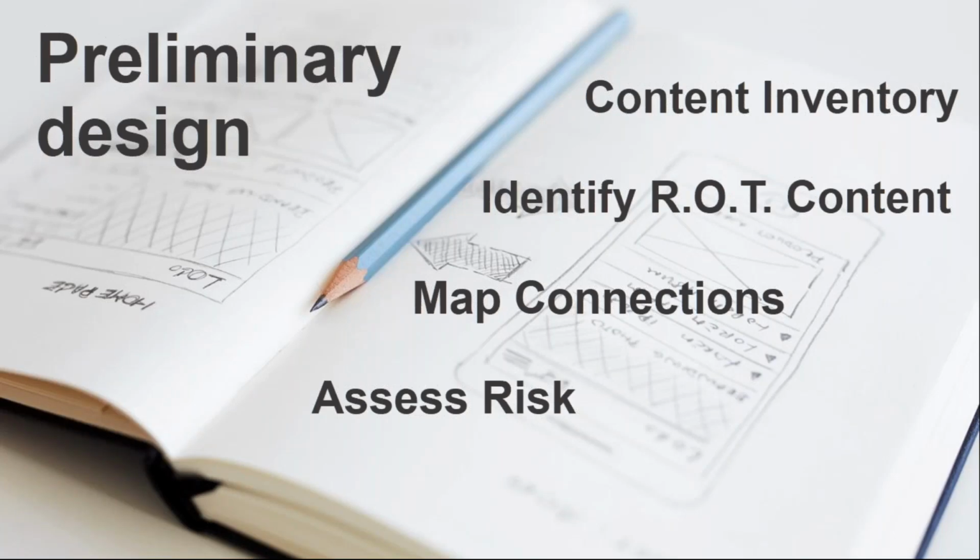So our initial approach is to establish a preliminary design. We do that by inventorying the content, determining what's in scope, that term ROT: redundant, out of date, or trivial, mapping where the content exists currently to where it will exist in the new platform. Also, mapping whether or not there's a system that's dependent on, let's say, an on-premises SharePoint environment or a file share, whatever it might be.